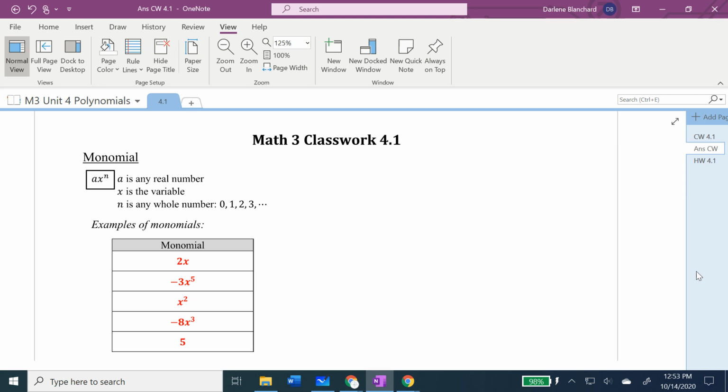So 2x, negative 3x to the fifth, x squared, negative 8x cubed, 5. Numbers themselves are actually polynomial, with the exception of 0. But that's a special case that you don't probably ever need to worry about.